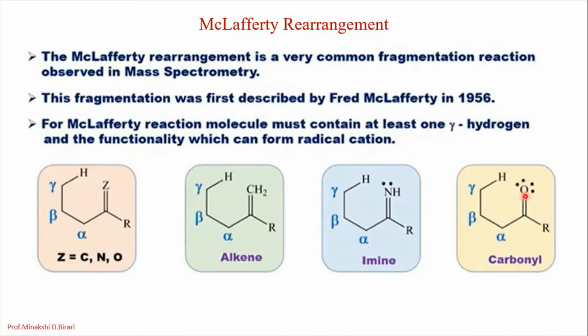A heteroatom is also there. So the McLafferty reaction occurs due to the presence of at least one gamma hydrogen and a functionality which can form the radical cation. So all these examples satisfy both conditions to undergo McLafferty rearrangement. All carbonyl compounds like acids, aldehydes, esters also satisfy this condition and can undergo McLafferty rearrangement.